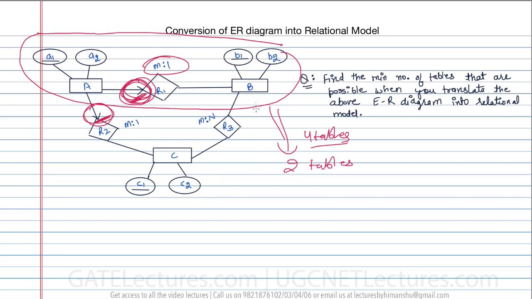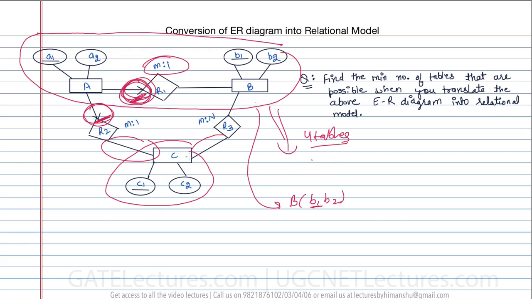For B, you can create a table. That is B1 and B2, which is having the prime attribute as B1. And for C, you can create a table, because you can clearly see in both the directions it is having many as the maximum cardinality. So for C, you can create a table which is having C1 and C2.